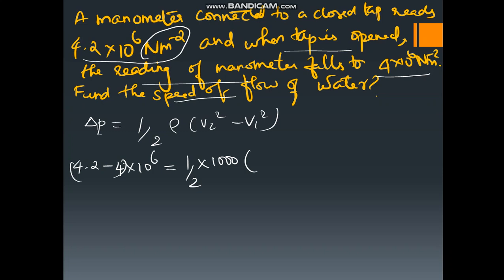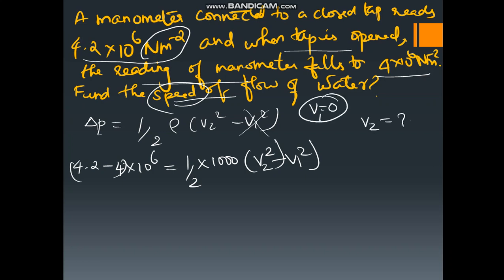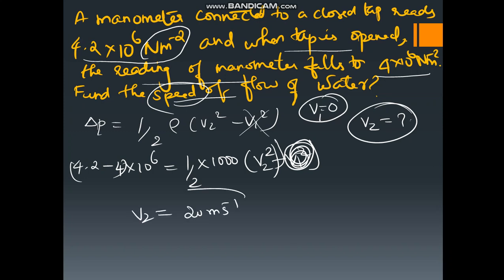Here, when the tap is opened, they are asking the speed, only one speed. So let us write just v square and neglect the other speed. Actually it is v2 square minus v1 square. Initially the tap is closed, so the velocity is 0 in the initial condition. Finally the tap is open, so this v2 only we want to find. So v1 square is 0 and v2 square we want to find. So v2 is equal to 20 m s power minus 1.